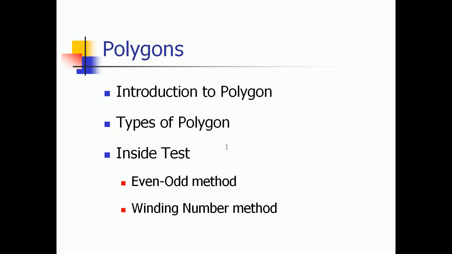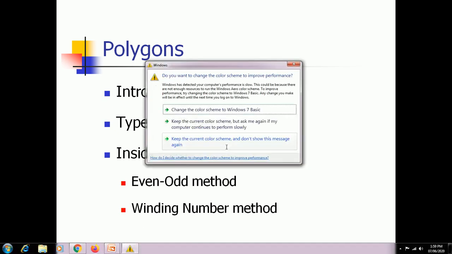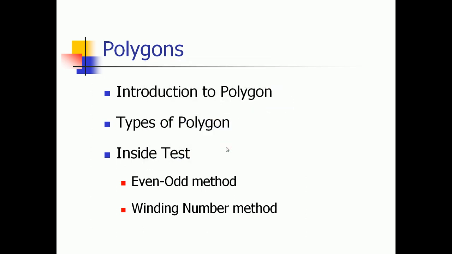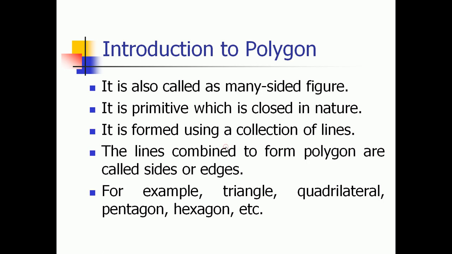In this session I will try to cover these 3 points. Initially, what is the meaning of polygon, what are the types of polygon, and the tests which are to be conducted for checking whether a point is inside or outside the polygon. To check that there are two methods, even-odd and winding number. So starting with polygons.